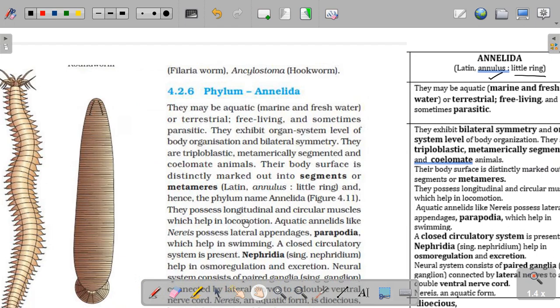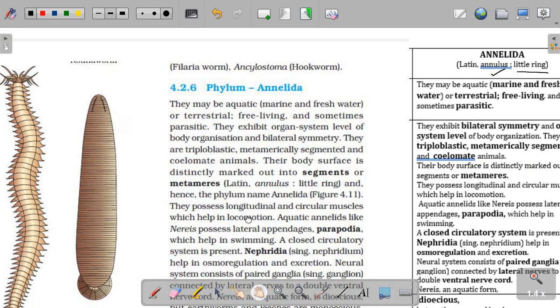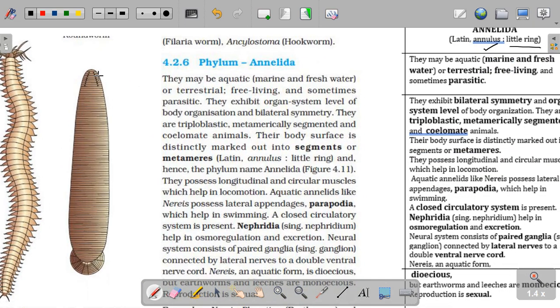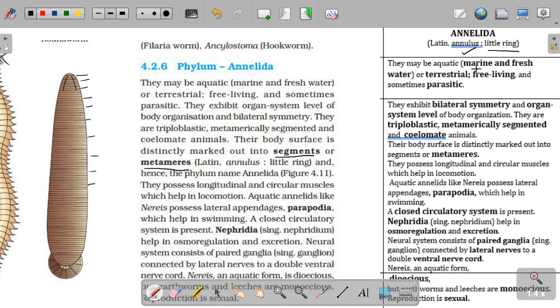See, you can see the body of the organism is segmented, which you already heard during the first lesson, which is called metameres. Segmentation. You can see right over here, their body surface is distinctly marked out into segments, metameres. So that's why they're called Annelida, little rings, segmented body. Where they live, some of them are marine and some of them are freshwater. Sometimes they live even out of the water, terrestrial life, free living.